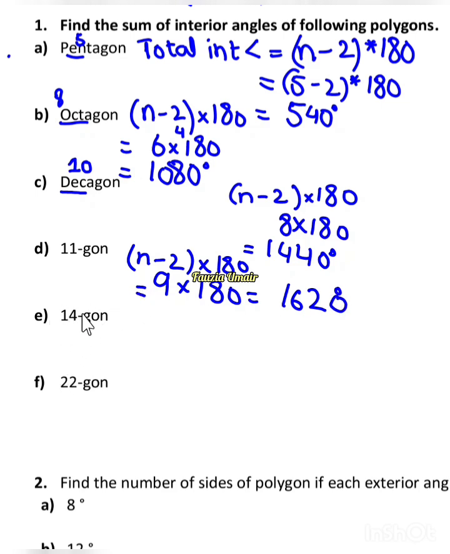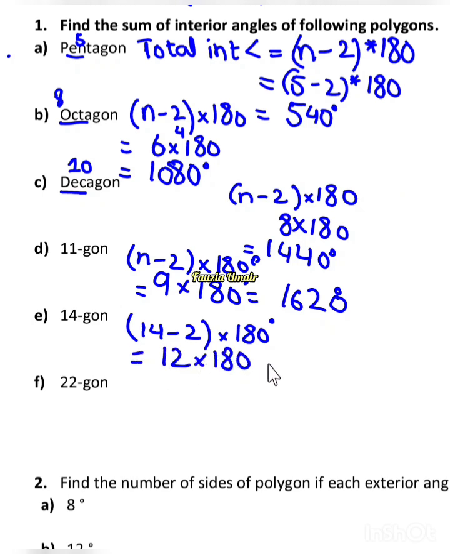Moving on to the 14-gon. For the 14-gon, the value would be 14 minus 2, because we are putting n as 14 this time, into 180 degrees. Don't forget to put the degree sign. So 12 into 180. Now we need to calculate. So 12 into 18. Let me quickly calculate it. So it is 2160 degrees.